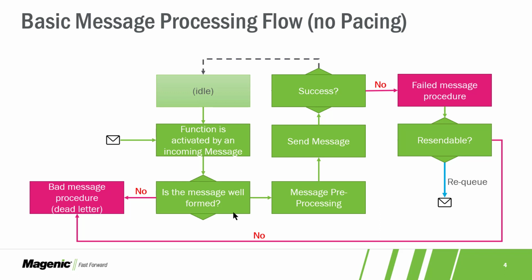So here's the basic message flow, right, where we start with the message coming in and our functions activated by the incoming message. So if you're using Azure Functions or AWS Lambdas or whatever, this is kind of how it works.